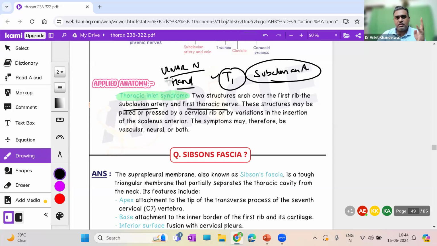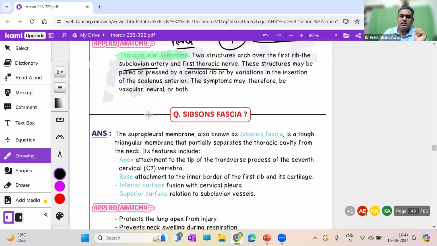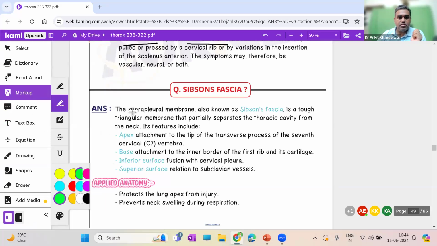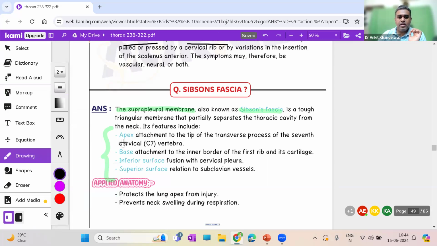So C8T1, you can understand half of Klumpke's paralysis is this. Now let's see Sibson's fascia. Sibson's fascia is present above the apex of the pleura. That is also known as suprapleural membrane. The tough triangular membrane, its attachments are asked. Let me be very frank, its attachments are asked.